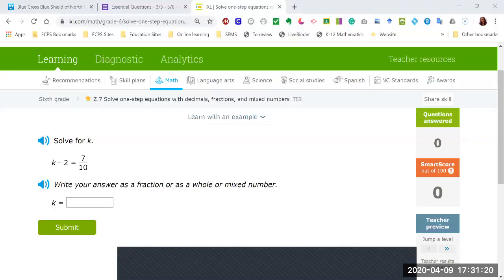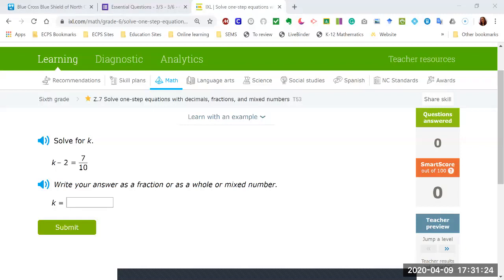Okay, so today I'm going to go over solving one-step equations. In this case, the equations have either decimals, fractions, or mixed numbers. So we're really just going to be practicing operations with fractions, honestly. For this first problem, we're solving for k, and it says k minus 2 is equal to 7/10.